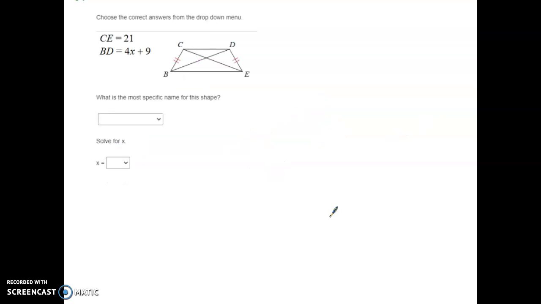We're almost done here. A couple more. All right, choose the correct answers from the drop-down menu. All right, so CE is 21. So that's a diagonal. And, oh, the directions are right above this. On the shape below, CD is parallel. Let me put a little.